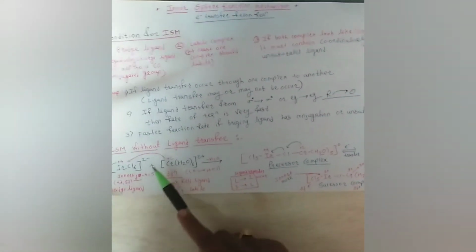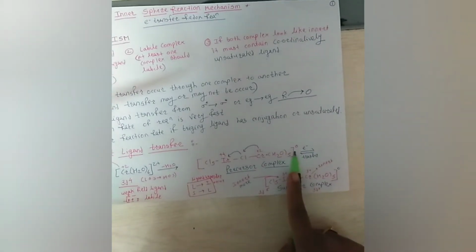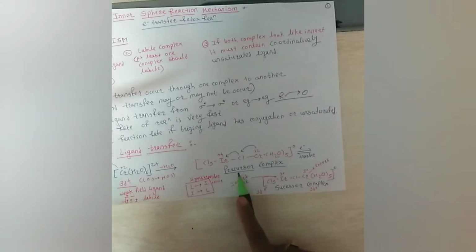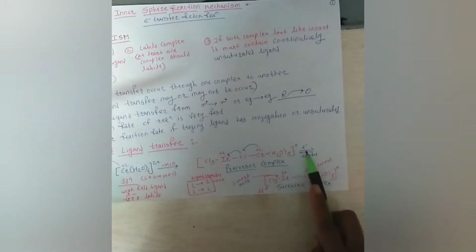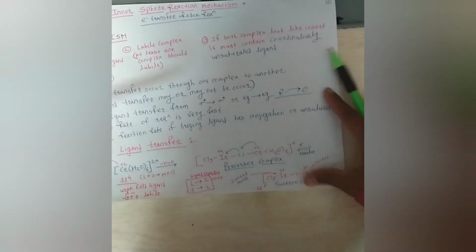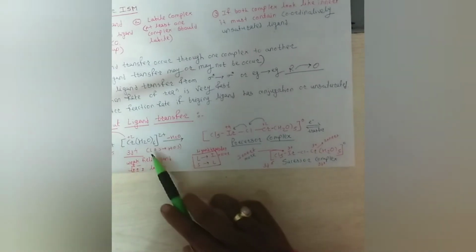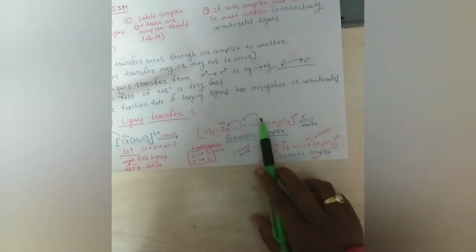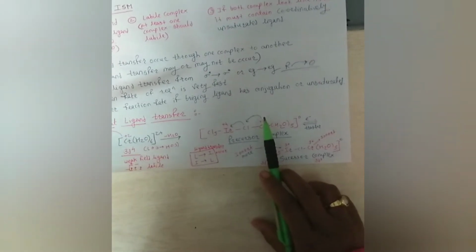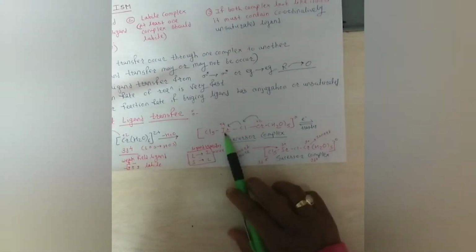So both of them get cancelled and we are getting the complex in 0 oxidation state. So the first step is generation of a precursor complex. Then next is what? Electron transfer. Generally the electron transfer occurs from the lower oxidation state to the higher oxidation state. In this particular complex, chromium has the +2 oxidation state, and therefore electrons are easily transferred from chromium to iridium.